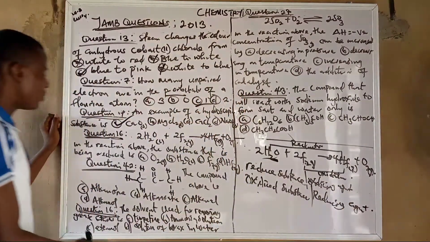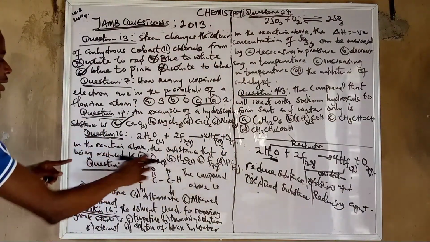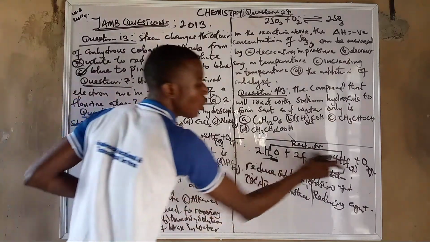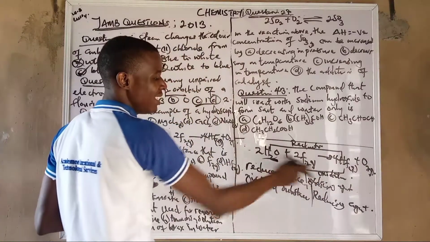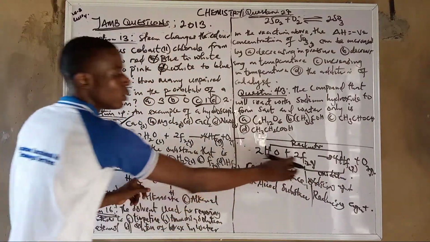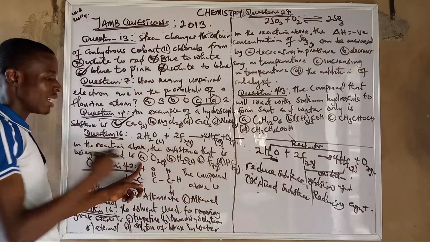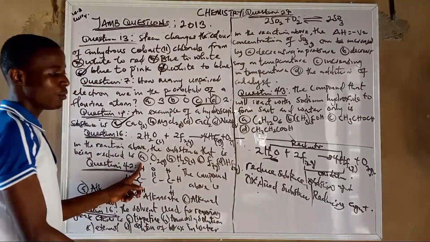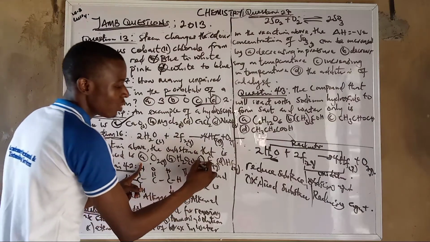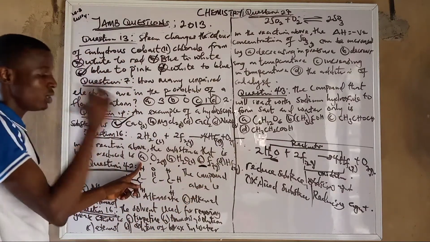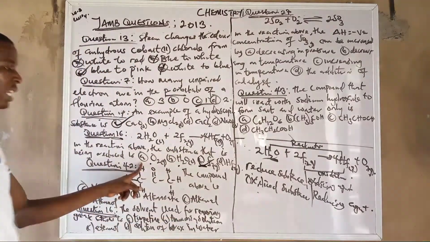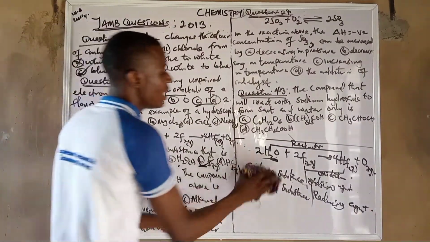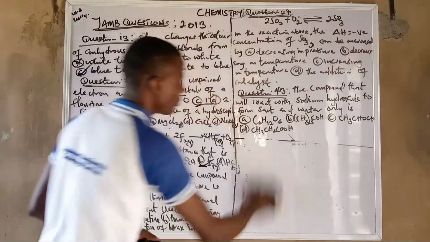From the options given, A is O2. And mind you, don't ever go to the product side to take the oxidizing agent or reducing agent. Always take them from the reactant side. We have O2, H2O, fluorine, and hydrogen fluoride. The correct option is Option C, fluorine gas.